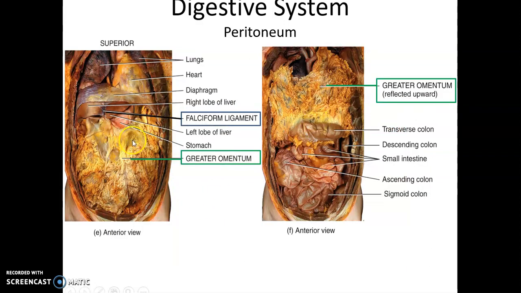Here is just a view again of a cadaver opened up. Here's the greater omentum lying on top of the small intestine. Here is the falciform ligament coming out of the liver, and you can pull up the greater omentum to see the organs underneath it.